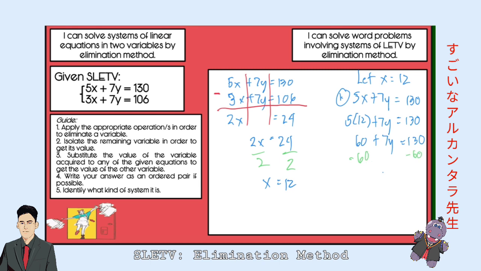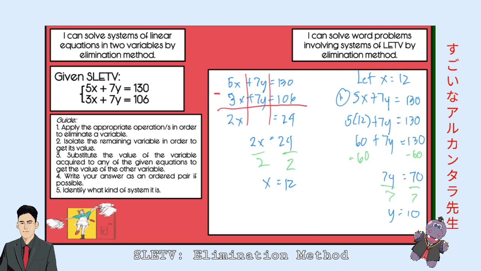You will have 7y is equal to 70. Divide the entire thing by 7 so that you can isolate the y variable completely. You'll have y is equal to 10. Meaning that your K-pop albums is worth $12 and your rock albums is worth $10.